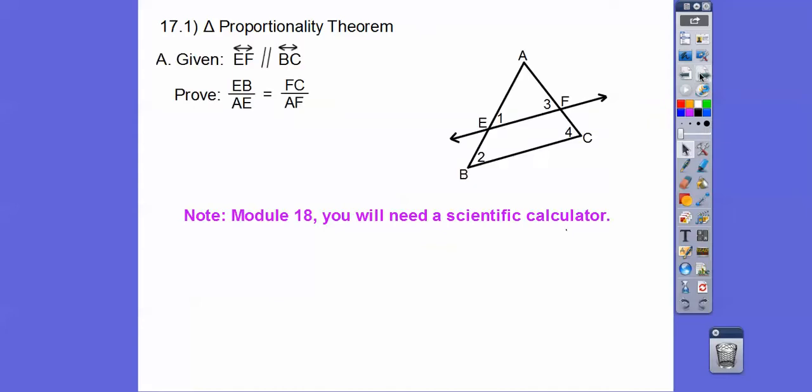In our module 18, which is coming up within a week, you guys, we're going to need graphing calculators or scientific calculators, not graphing. You're going to see this on the next few lessons anyways, this purple stuff right here.